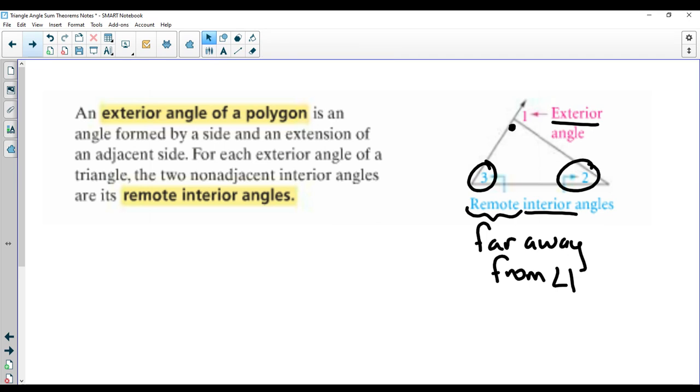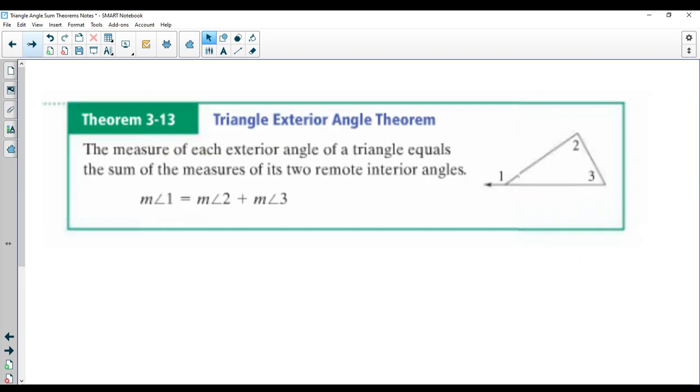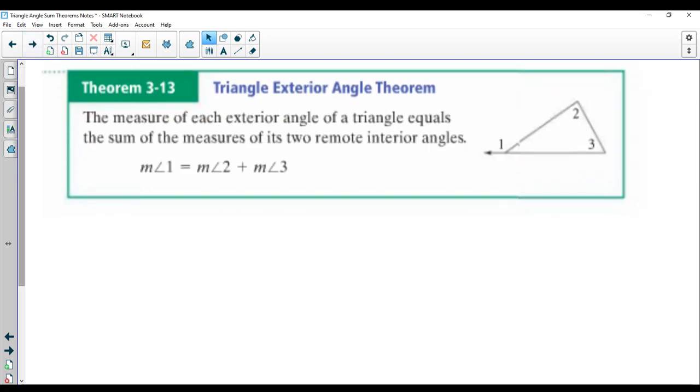All right. And the next slide is going to talk about a theorem about how angles 1, 2, and 3 are related. It's called the triangle exterior angle theorem. It says that the measure of each exterior angle of a triangle equals the sum of the measures of its two remote interior angles. Now that's really mathy talk. You're like, what's that? Whoa, Mr. T, what's that mean? Here's what that means.